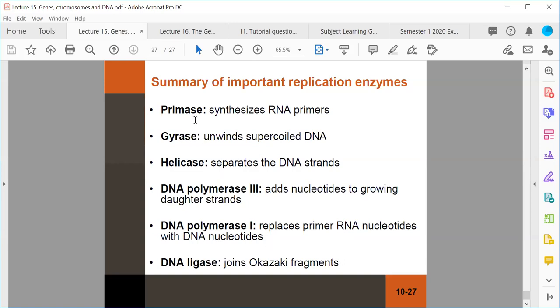And also note the names of enzymes normally end in ase, and you can see that in every case here.